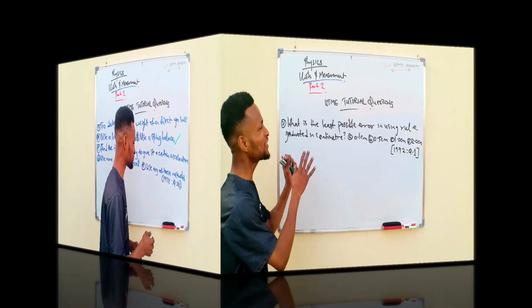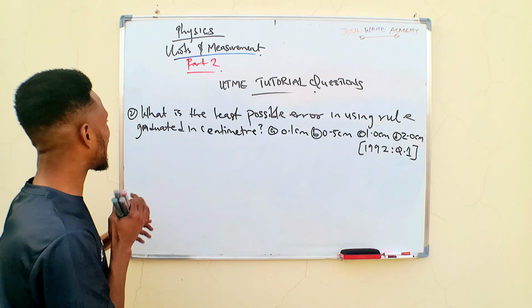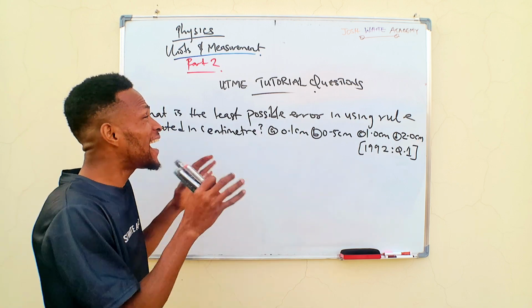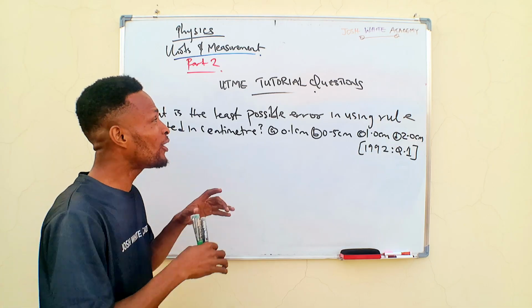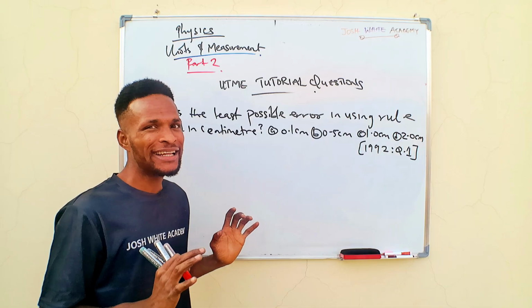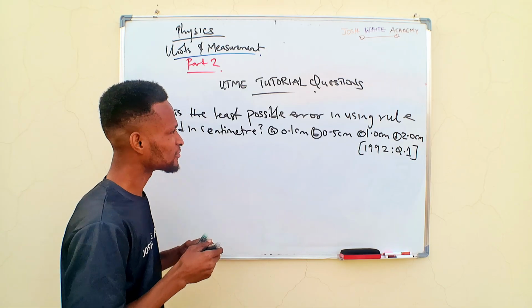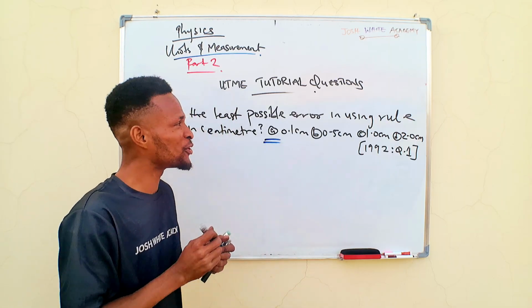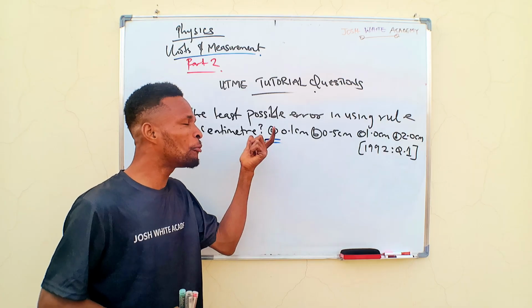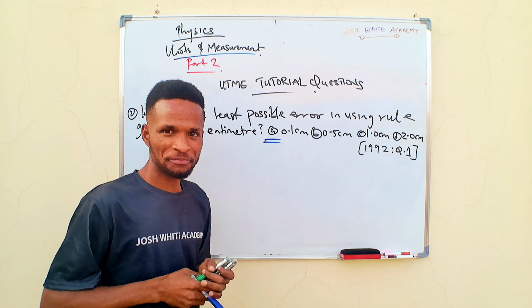To the next question. What is the least possible error in using a rule graduated in centimeter? That's the meter rule. What they are asking you is, what they mean by least possible error is another way of saying the measuring or reading accuracy. The answer is 0.1 centimeter. Measuring accuracy of a meter rule is 0.1 centimeter or 1 millimeter.